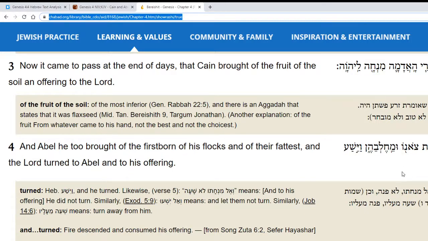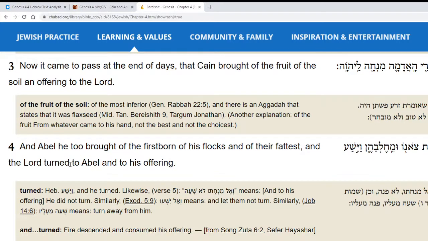This is what I was saying: I wasn't sure why it's chelvehen, right? Why it's in the feminine, because tzon is masculine and bechorot is masculine. So why is it saying chelvehen? So Chabad is translating it as "and of their fattest," right? The fattest of the... I actually prefer that, instead of "their fats," which is what I initially thought.